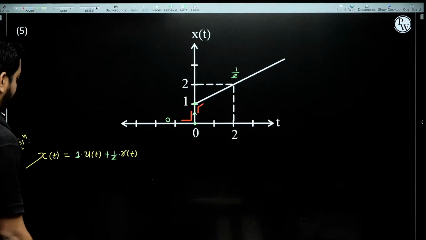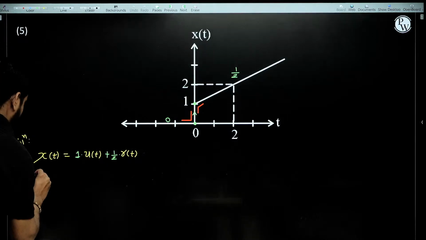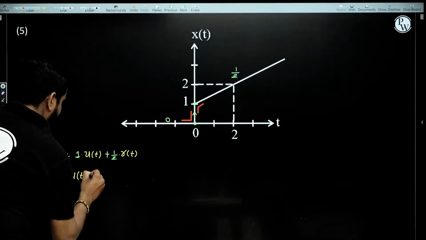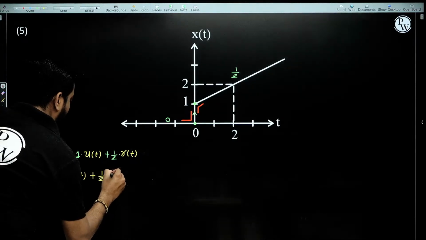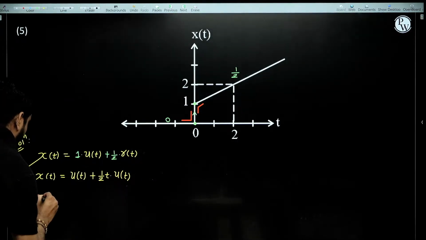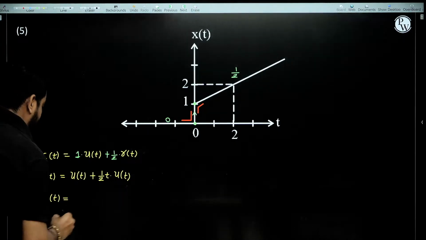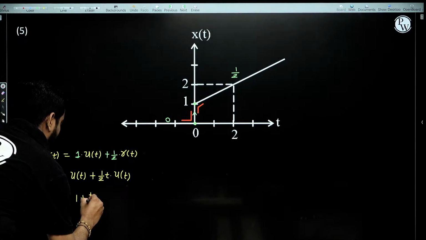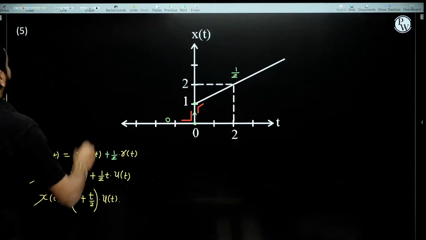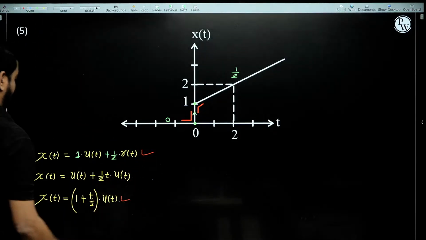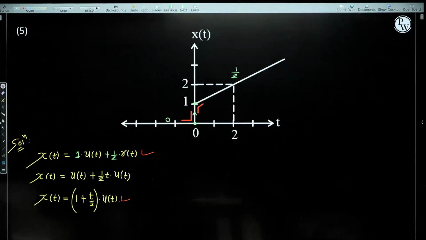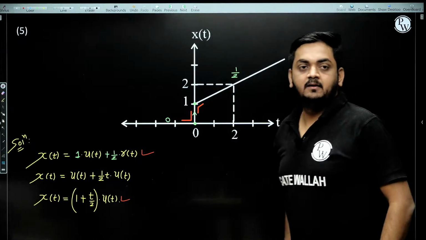Yes, you can do it, like you can replace r of t with t into u of t, and you can find another answer also, no issue. So here 1 by 2 t into u of t, correct? r of t equal to t into u of t. Now you can take u of t common, so it will be 1 plus t by 2 into u of t. The answer is possible. Both of these are valid. Clear? Fine.